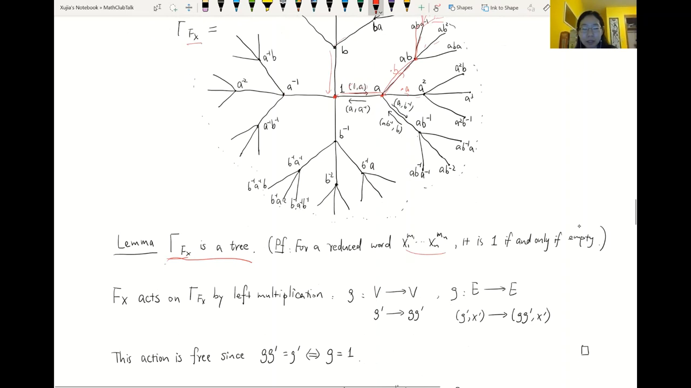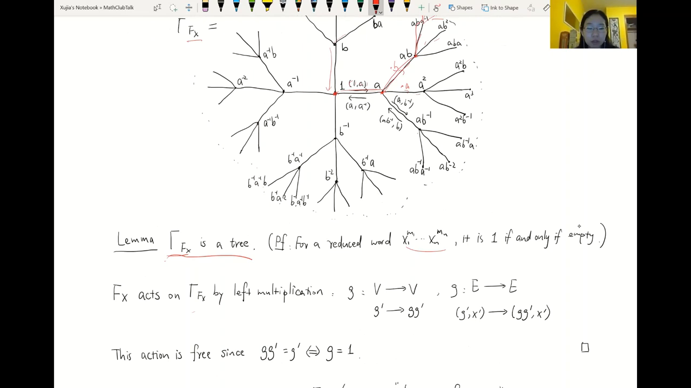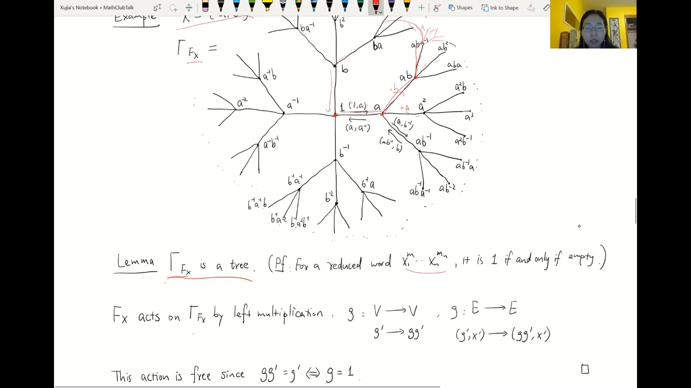This free group can act on this graph by left multiplication. How it works is we have an element g in this group. How does it map a vertex to a vertex? It maps this vertex g prime, which is also an element in Fx, by left multiplying it by g. Note that in the graph, when we go from a vertex to another vertex by an edge, we use right multiplication. Here we use left multiplication. It's kind of crucial in checking that this is well defined.